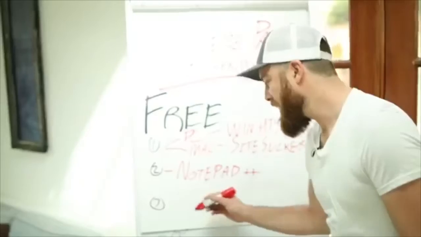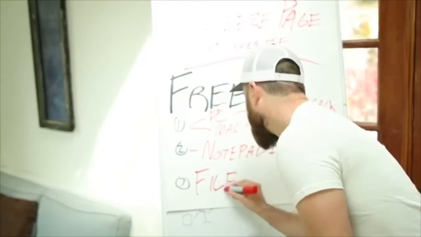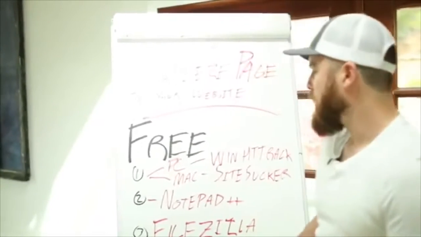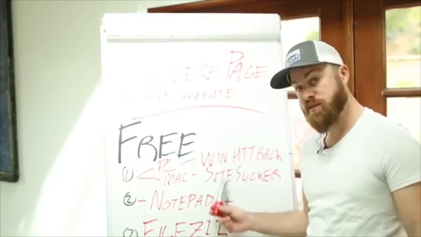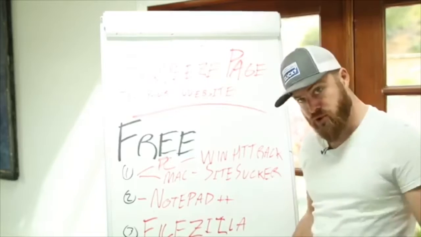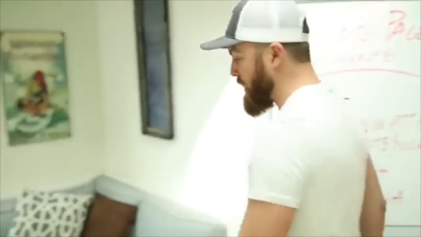Get your website. And for that, we'll be using a program called FileZilla. Okay. So I hope that's clear. Basically, we are downloading a web page we like, or squeeze page we like, using Notepad++ to change the affiliate link around. Then we're using FileZilla to upload it. Let's go to my computer.